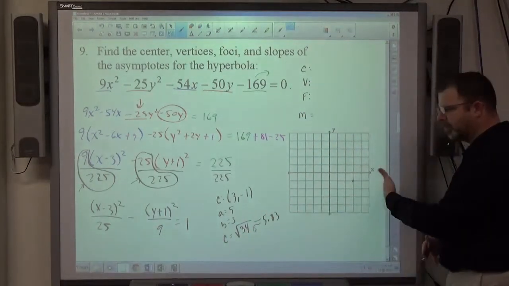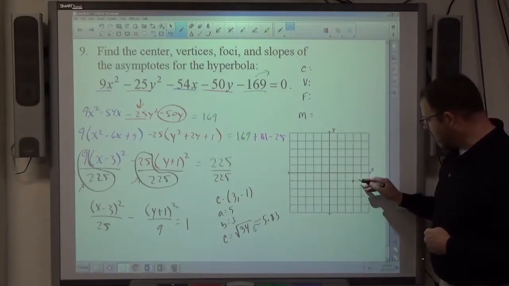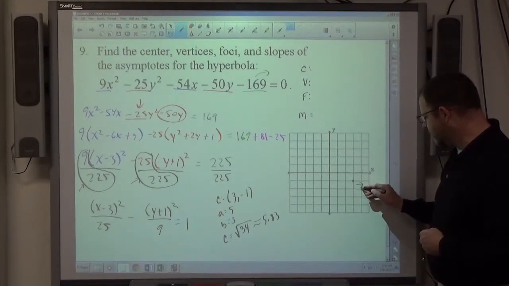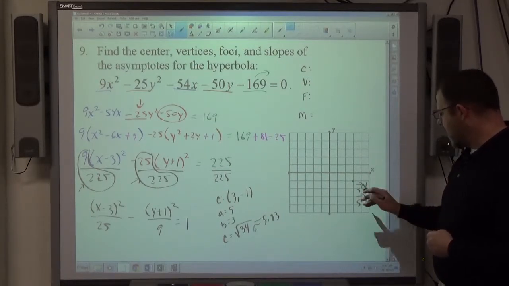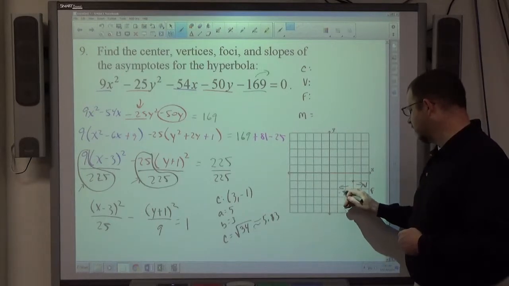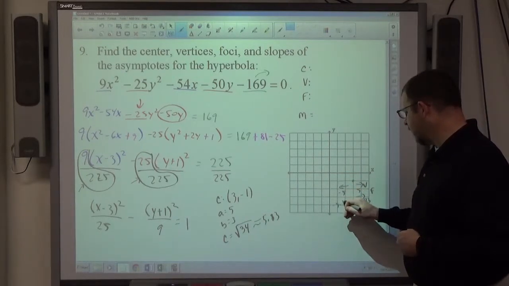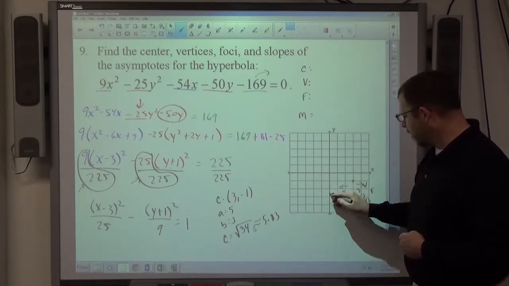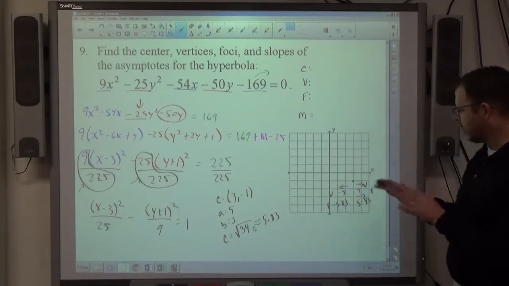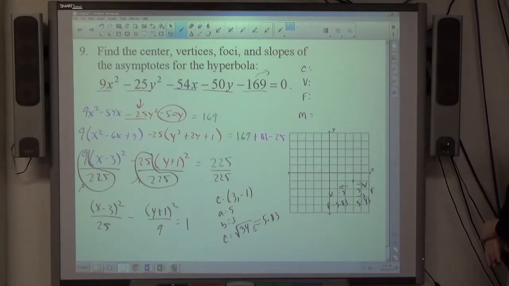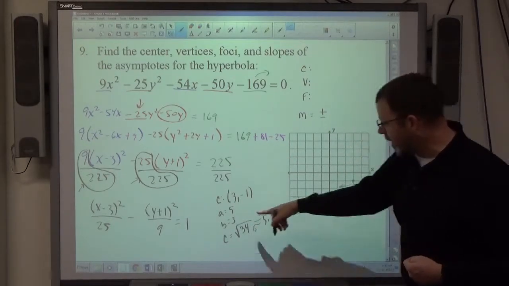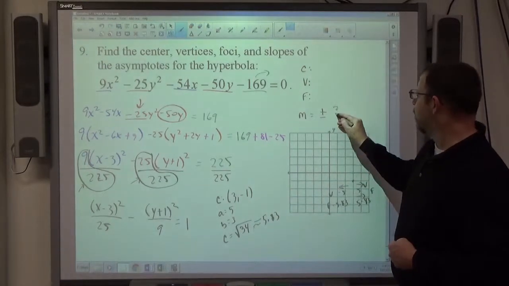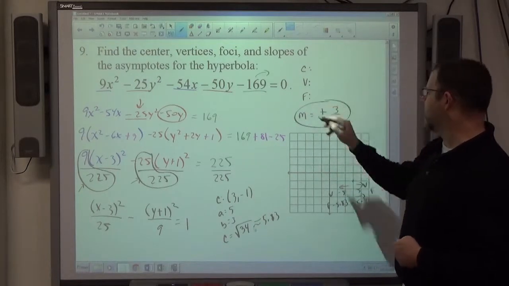My graph paper is not big enough to demonstrate it, but I've got to go 5 spaces to the right, and then also 5.83 spaces to the right to get a vertex and a focus. I've got to go 5 spaces to the left and 5.83 spaces to the left to get a vertex and a focus. All right, so as far as getting coordinates, we'll deal with that in a second. The slopes of asymptotes, plus or minus, always b over a. So once I've got b and a listed, 3/5 are the slopes of the asymptotes. So that should be pretty simple every time.